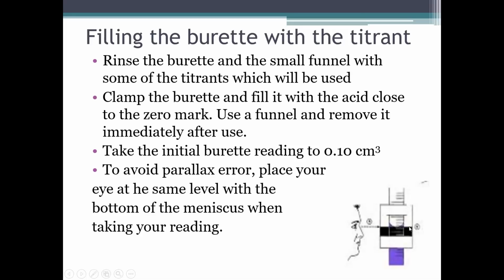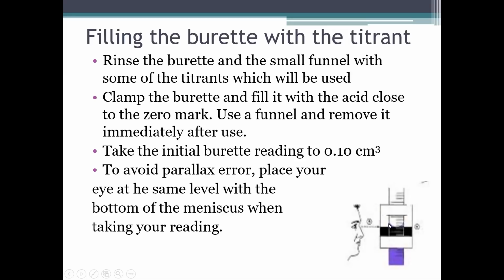When you're filling your burette, you can use the funnel. But as soon as you fill to the mark, remove the funnel because there might still be some drops coming from the funnel. So you remove the funnel and take your initial reading to the 0 mark.